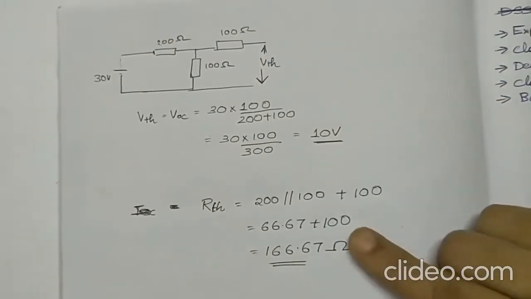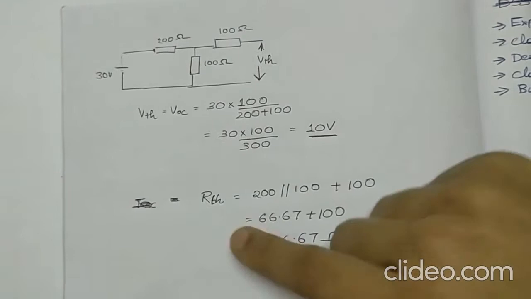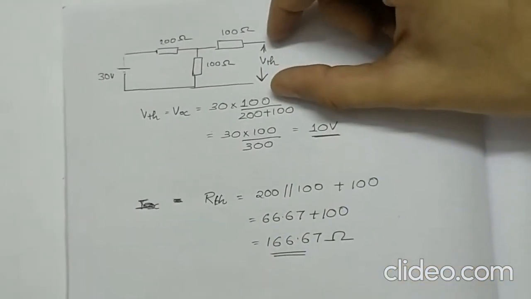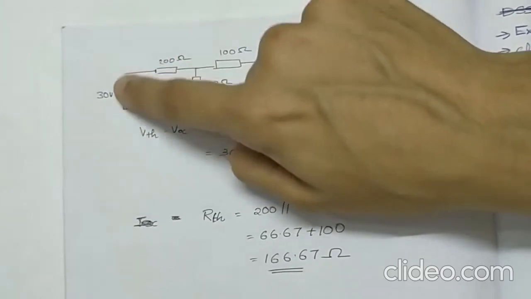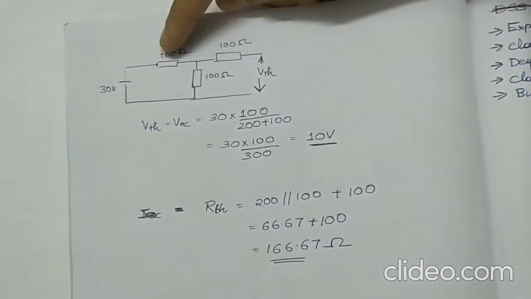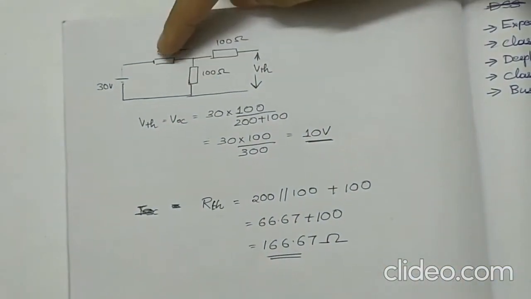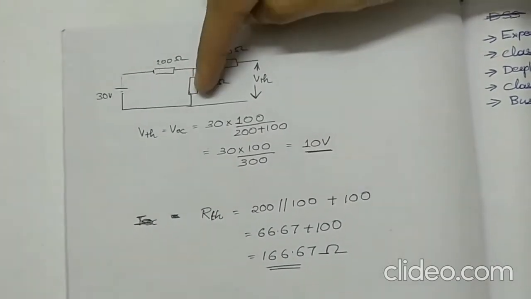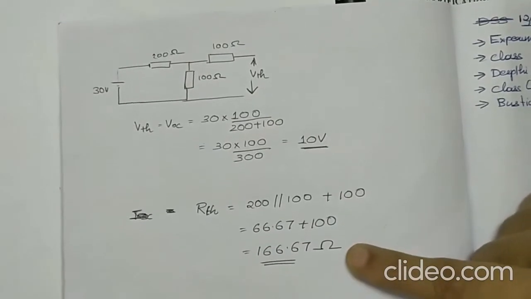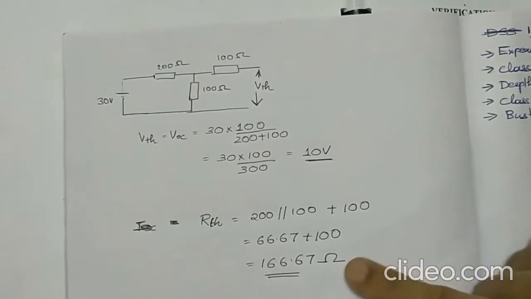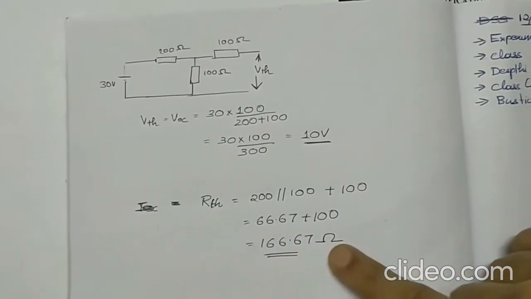So you can see the Thevenin resistance which is found across the terminals. We will replace this 30 volt source by a short circuit, and you can find that 200 ohm is in parallel with 100 ohm, which is connected in series with the 100 ohm, and we can find that the theoretical value of RTH which we get is 166.67.